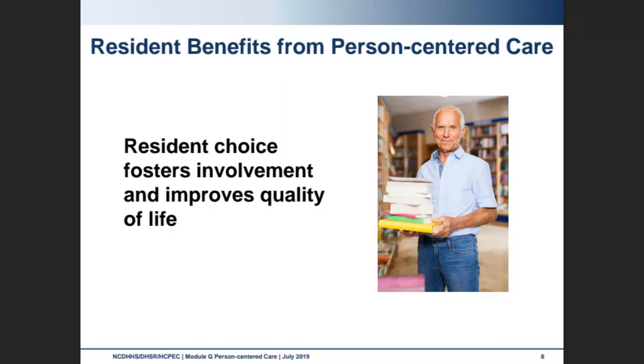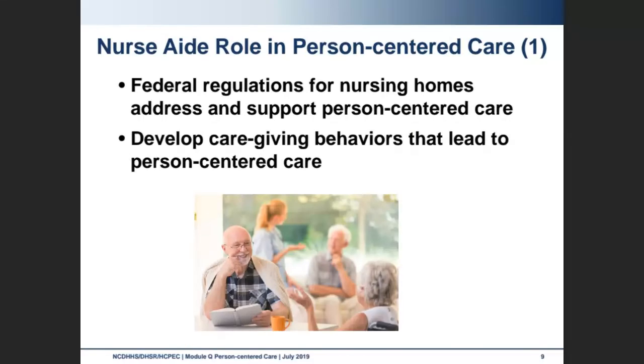In person-centered models, they live in an environment with a lot of trust and respect. You will see that the residents and the staff members have close relationships and they're really in tune with each other. And when we're really in tune with our residents, we can observe and notice and respond to changes quickly, and it allows our residents to live in a way that feels meaningful to them. Federal regulations for nursing homes actually address and support person-centered care and the quality of life it gives.